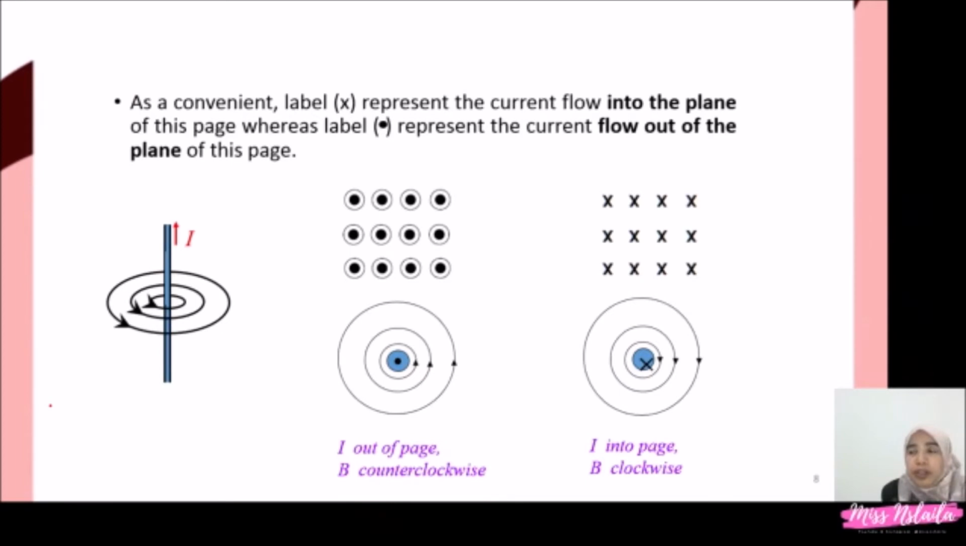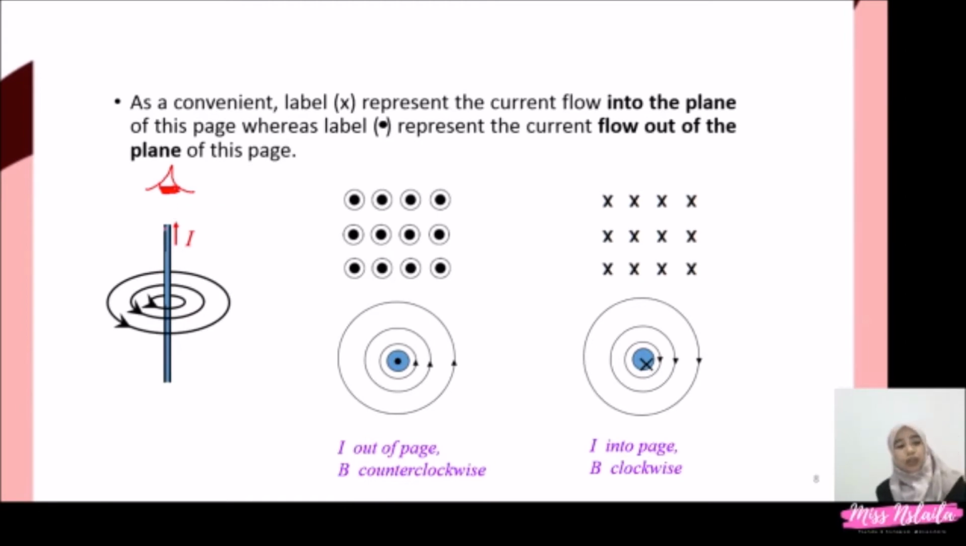Next, you need to understand the direction of current using these 2 symbols, X and dot. First, try to imagine that we have a wire with the direction of current going upward, and your eyes are here. We look from the upper view. What you can see is that the current will be out of the page, or coming into your eyes.